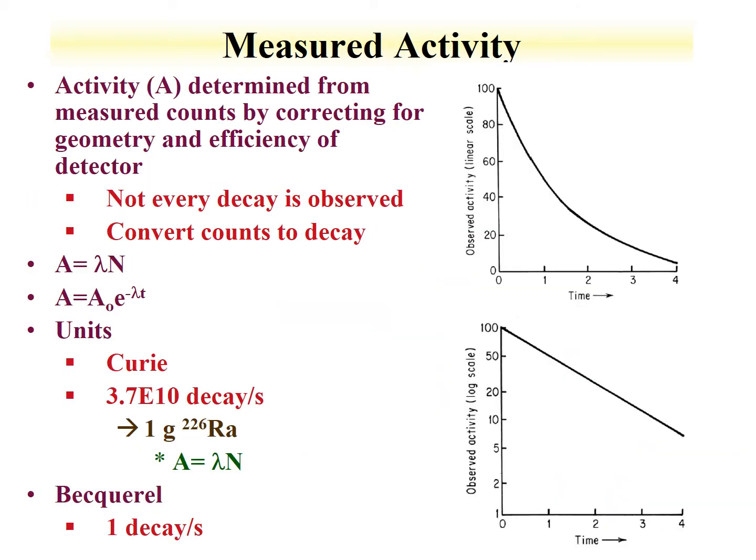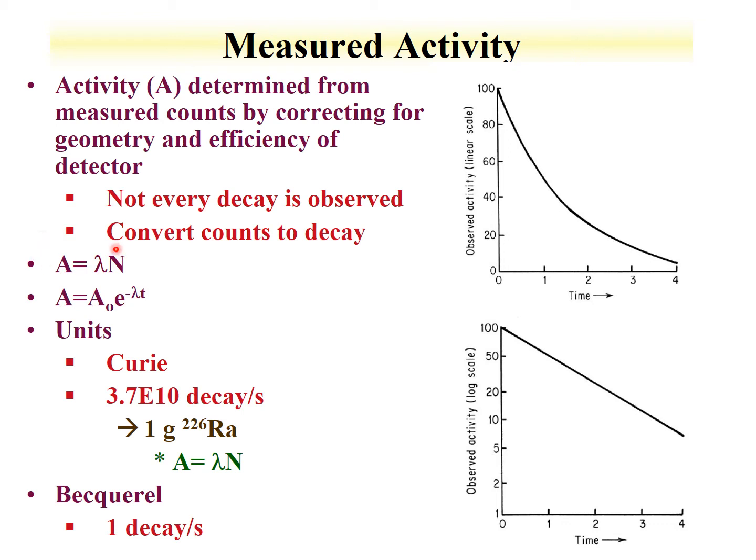Let's discuss the relationship between activity and counts. When something decays, we discuss the activity of an isotope. Activity equals lambda N. It may have an activity of 10 becquerel. So the question is, if I put that on the detector and get 10 decays per second, how many of those are going to turn into counts? Because not every decay is observed. The detector is not 100% efficient. So we need to be able to convert counts to decays.